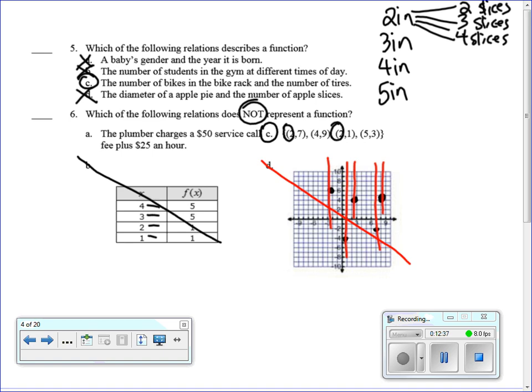Now, when we look at A, it says the plumber charges $50 for a service call and $25 for an hour. So if we were to put these values into a table, we could see that this would actually be a function. If there were 0 hours, the person is still having to pay for the service call. If there was 1 hour, you're paying for the service call plus the $25 fee, which is $75. And if you continued that, you would see that each input, each of your domain, the number of hours, is only going with one outcome. So that would also be a function.